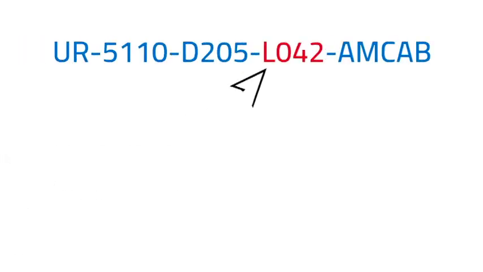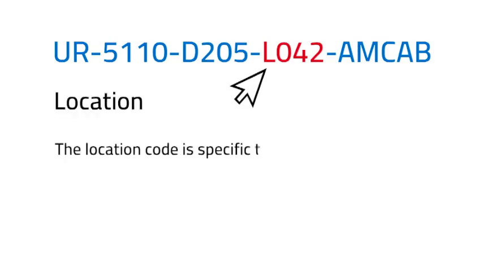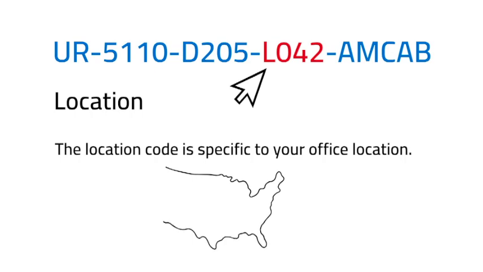Directly following the division code is the location code. The location code will tell us specifically which office location the revenue or expense relates to.